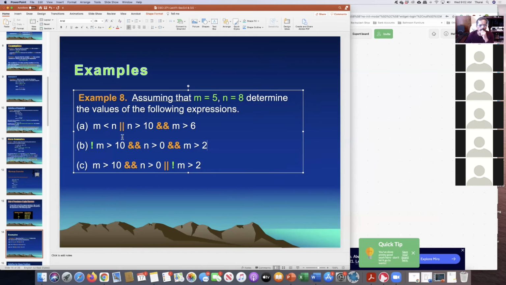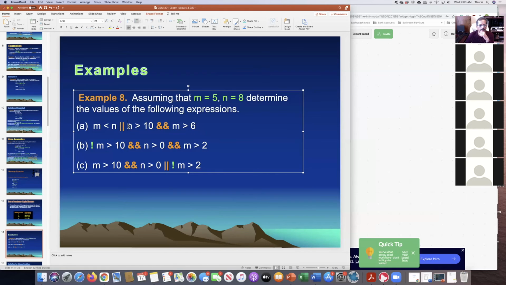Okay, so let me explain. The first, m less than n, is false. N greater than 10 is false, but we are not evaluating OR right now. Remember, AND operator first. So therefore, n greater than 10, m greater than 6, this combination will be evaluated first. N greater than 10 is false, but m greater than 6 is false. So this whole thing is false. But then m less than n, oh, m less than n is also false.